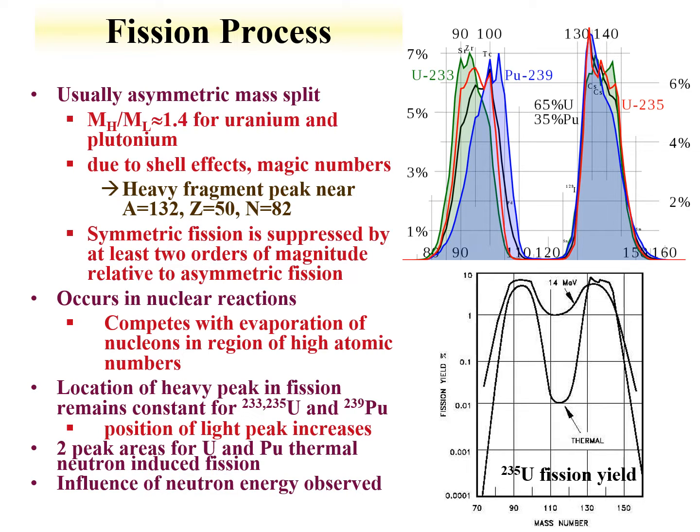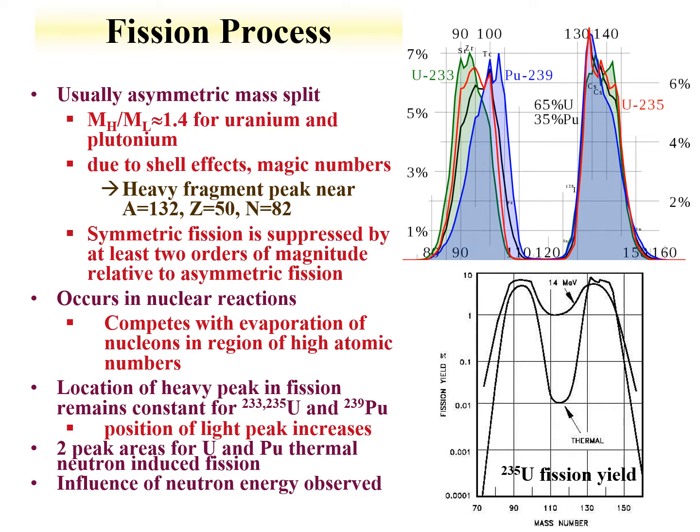And these peaks, as we've discussed earlier, are due to shell effects from the magic numbers. The peak is close to 132, which is the doubly magic 50 proton, 82 neutron, so that'd be tin-132. Symmetric fission is suppressed by a couple orders of magnitude relative to asymmetric fission, and this is all due to shell effects. In nuclear reactions, this can also occur, and the fission will compete with evaporation of nucleons in the region of high atomic numbers. So in other words, if you make an isotope from a nuclear reaction, it can undergo fission once it's formed, as opposed to de-excitation by, for instance, emitting neutrons. We'll discuss this a little bit more when we talk about nuclear reactions.